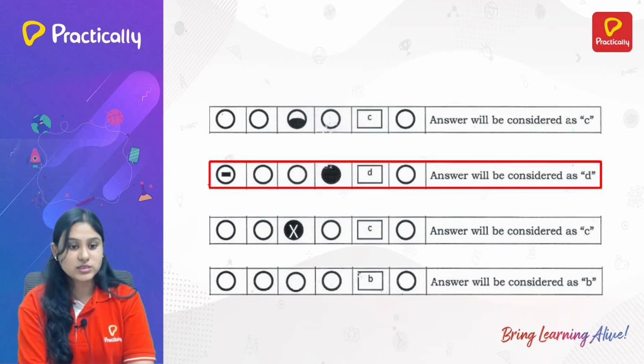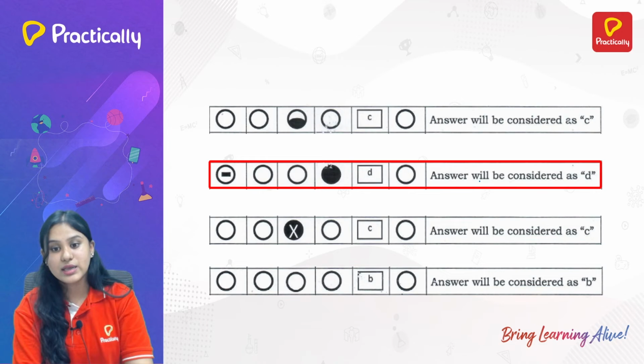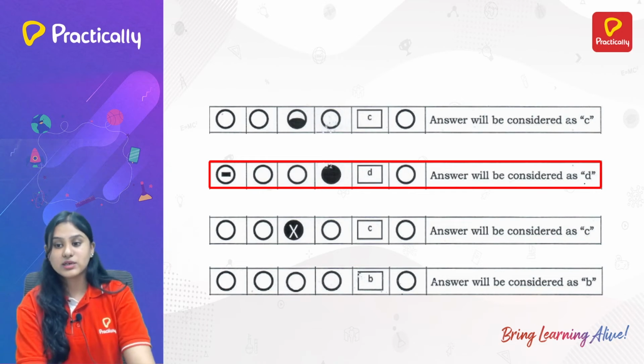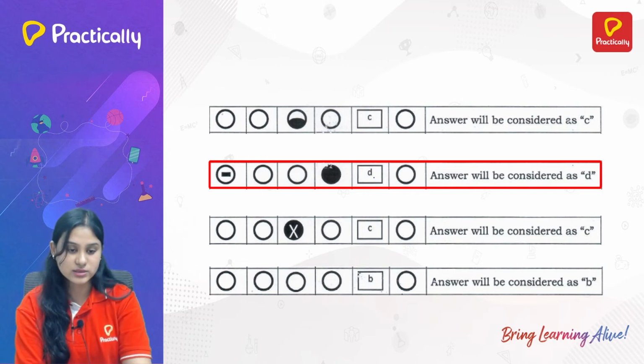Right? Next. So you have just bubbled this A but not completely. But D you have bubbled completely. But in the box you have written D. Now your answer will be considered as D. Can you tell me why? Because in the box you have written D and that is your final answer.